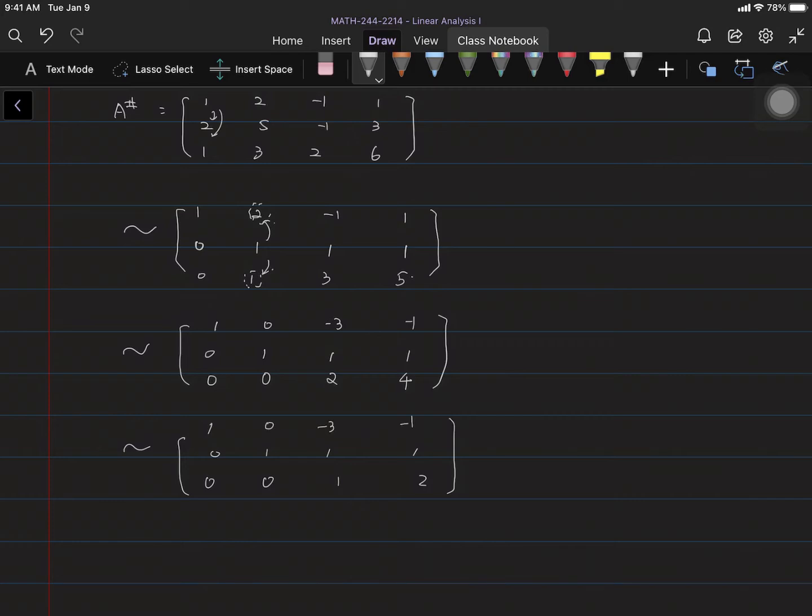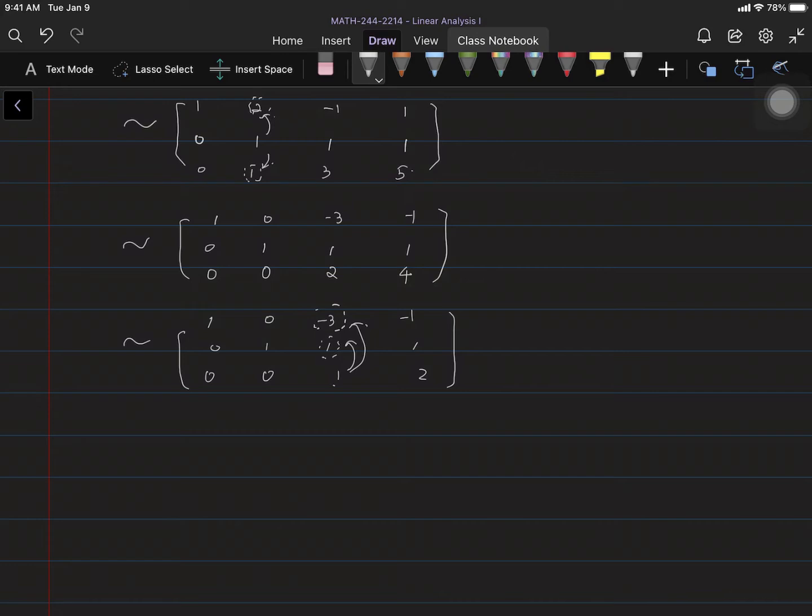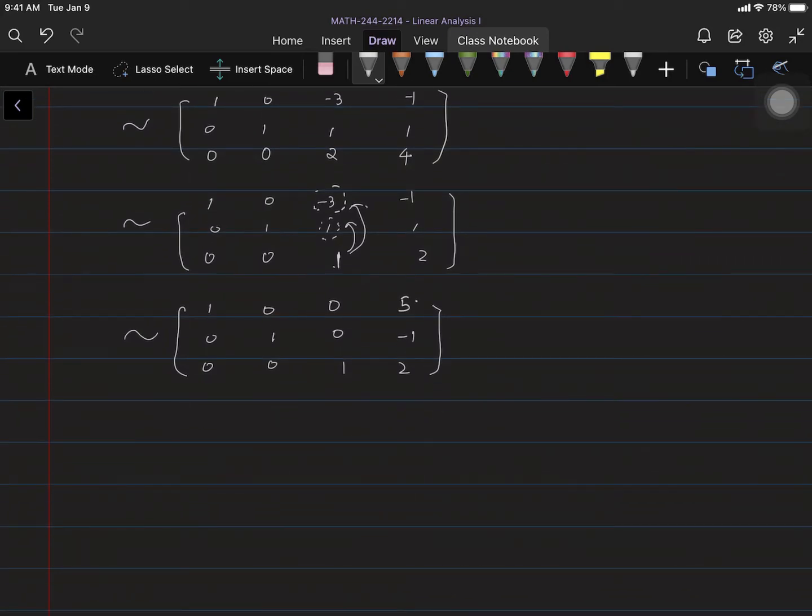This is not reduced row echelon form because in the last column we need them to be 0. So we use row 3 to make them 0, adding multiples of row 3 to row 1 and row 2. Like this. All right, so we can see this is reduced row echelon form.